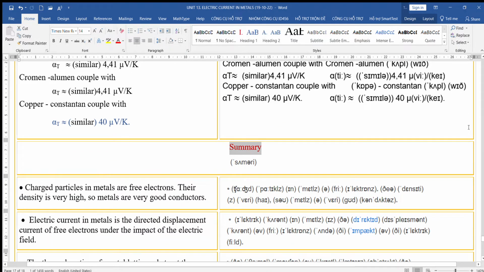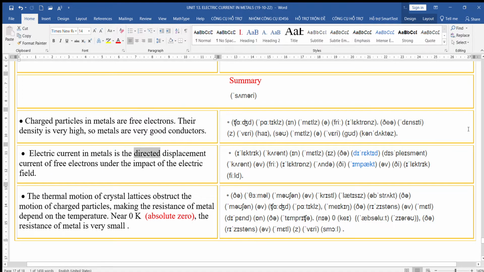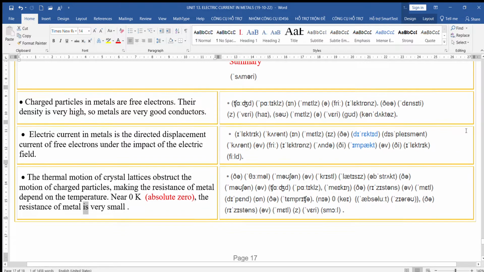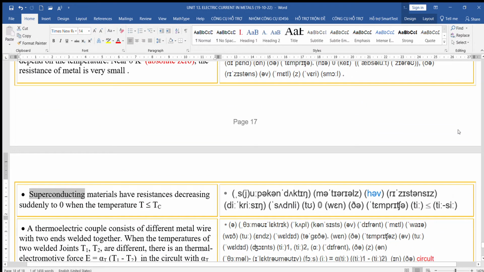Summary. Charged particles in metals are free electrons. Their density is very high, so metals are very good conductors. Electric current in metals is the directed displacement current of free electrons under the impact of the electric field. The thermal motion of crystal lattices obstructs the motion of charged particles, making the resistance of metal depend on the temperature. Near 0 K, absolute zero, the resistance of metal is very small. Superconducting materials have resistance decreasing suddenly to zero when the temperature falls below Tc.